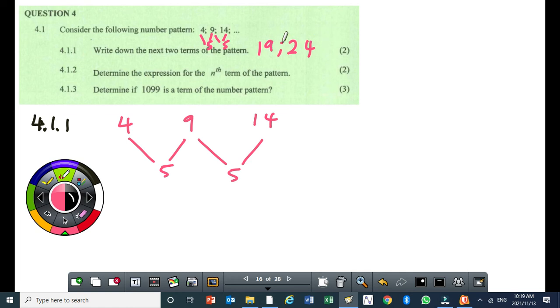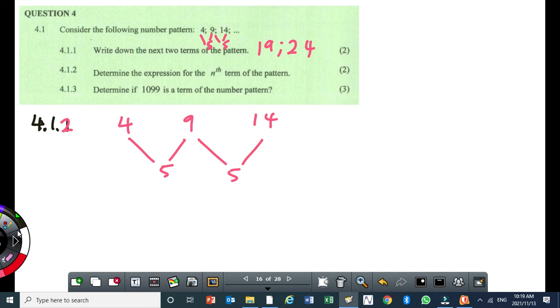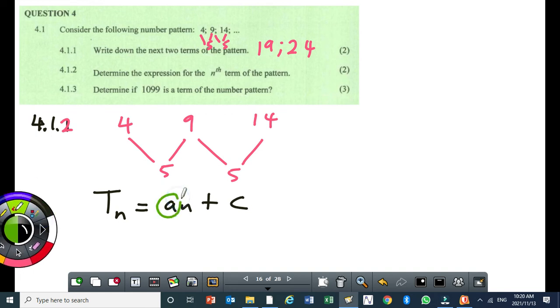Then determine the expression for the nth term of the pattern. Let me make this one open. To get the nth term, I'll use the expression Tn equals an plus c. I don't know how you were taught this, but you can put q where there is c, it's fine. You can even put b where there is n. But the most important thing is to know that the coefficient of n is the common difference. This a here is called the common difference. Whatever letter is there, it's the common difference.